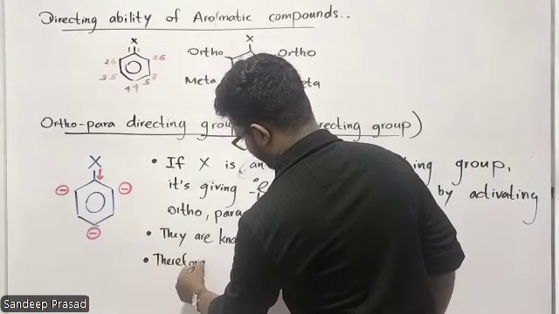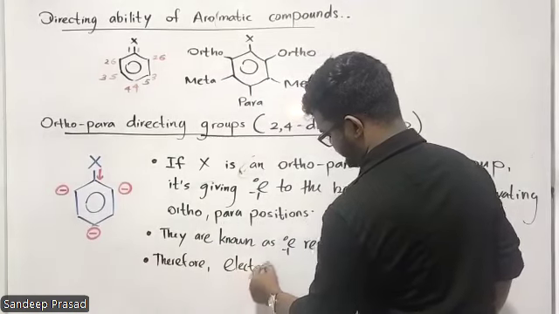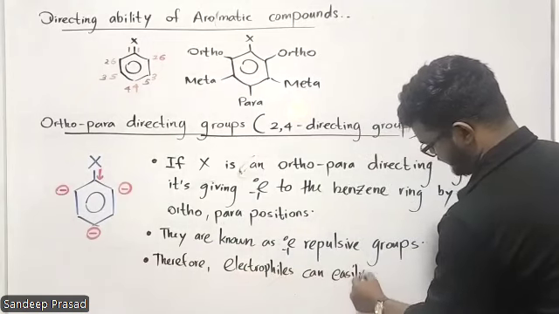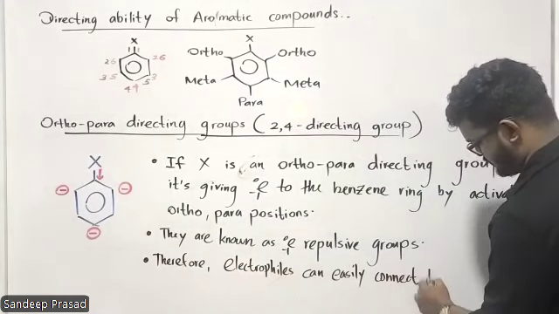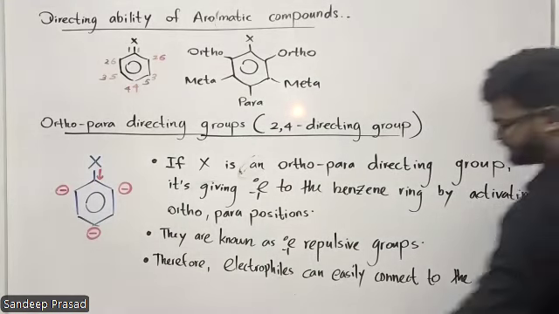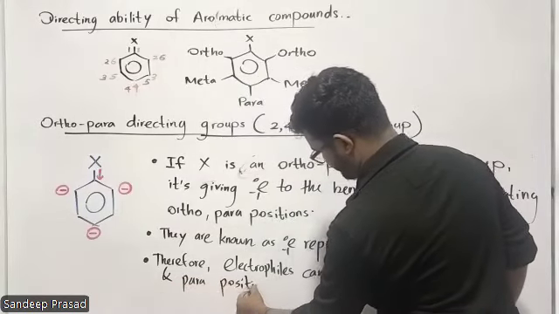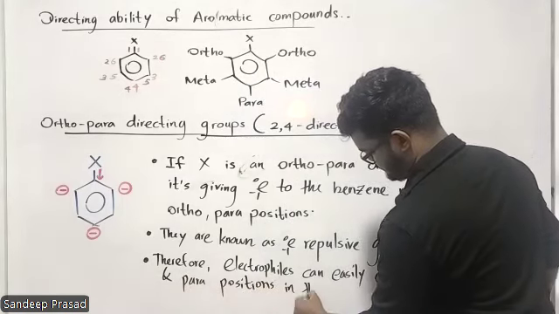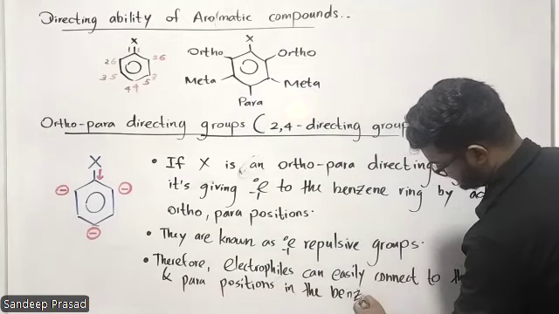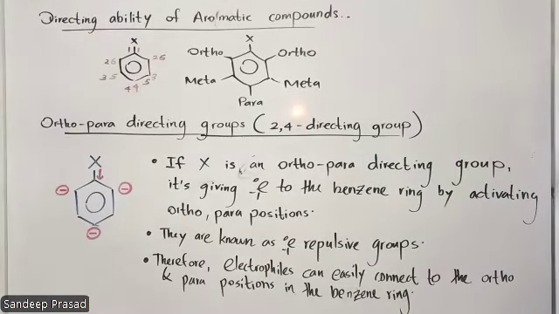Therefore, electrophiles can easily connect to the ortho and para positions in the benzene ring. Okay.